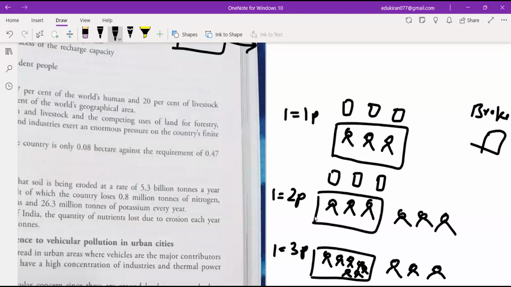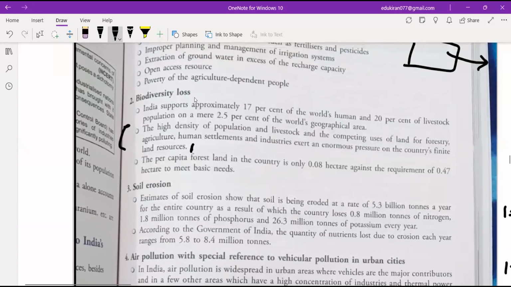So this is basically biodiversity loss. You will only write this point: because of high density of population, but the resources are very limited, the enormous pressure on the country's land resources is building up, and this leads to biodiversity loss. Clear? Then the third problem is soil erosion.